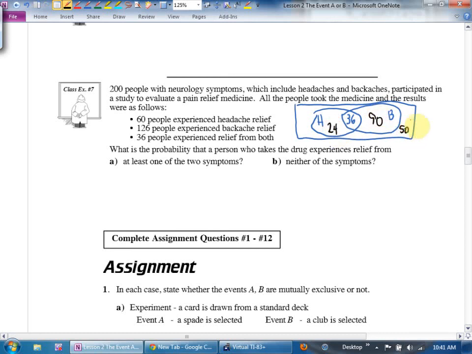So, now they want the probability. So the probability for part A is going to be out of 200. How many got relief from at least one symptom? 150. How many got relief from neither? 50. All right. Or. Formula, pretty good. Venn diagram, actually handier. It takes more time to draw it. The formula is quick, which is why if they're only asking one thing, usually I fall back on the formula. But if they ask more than one, it's worth drawing the Venn diagram because everything falls out there.